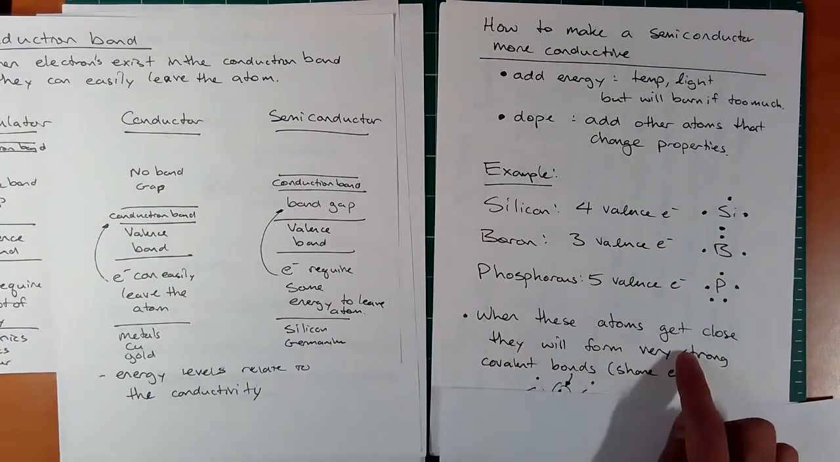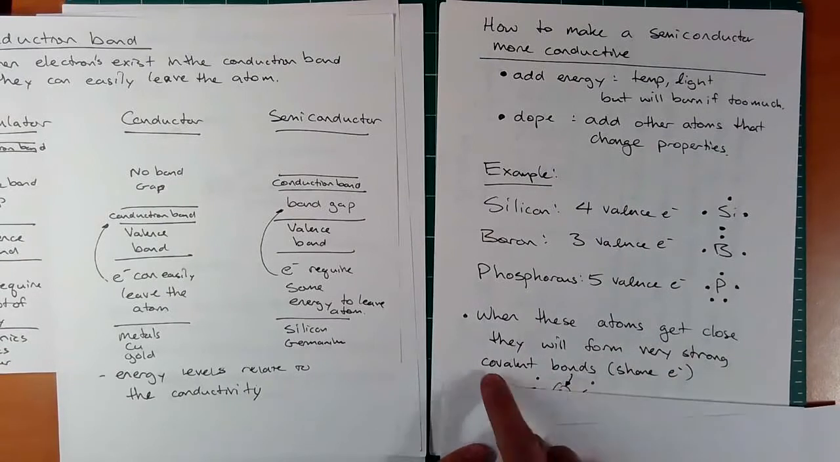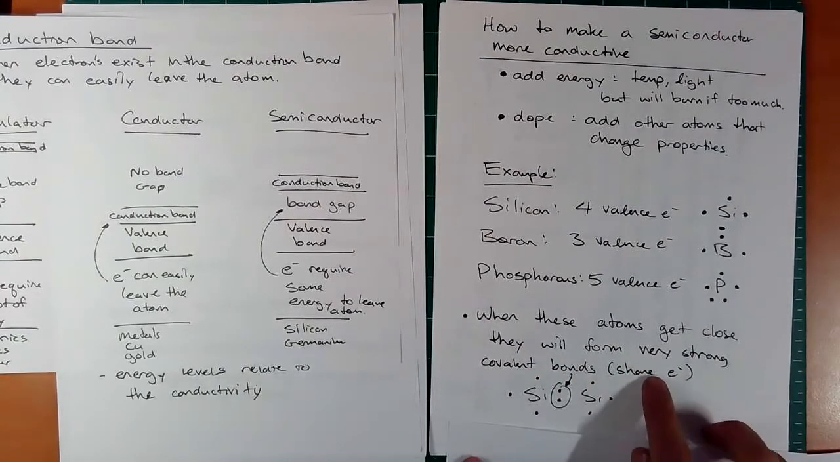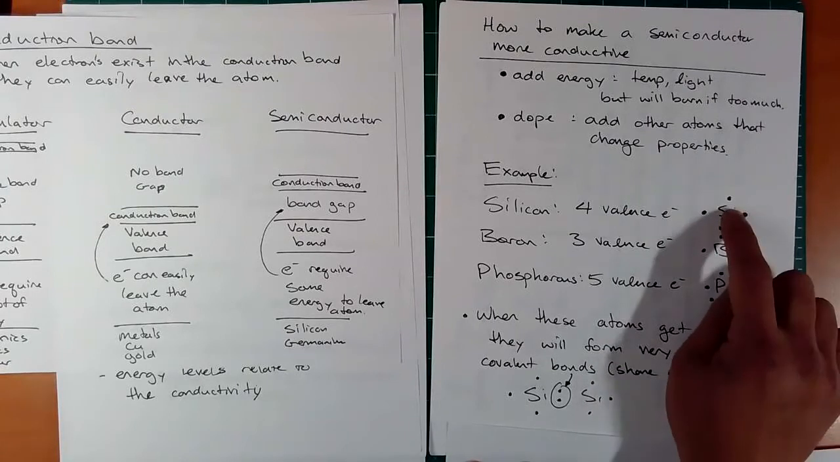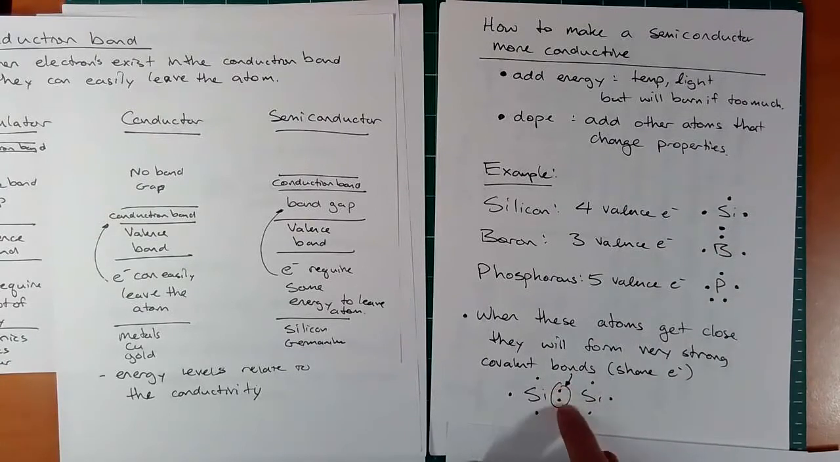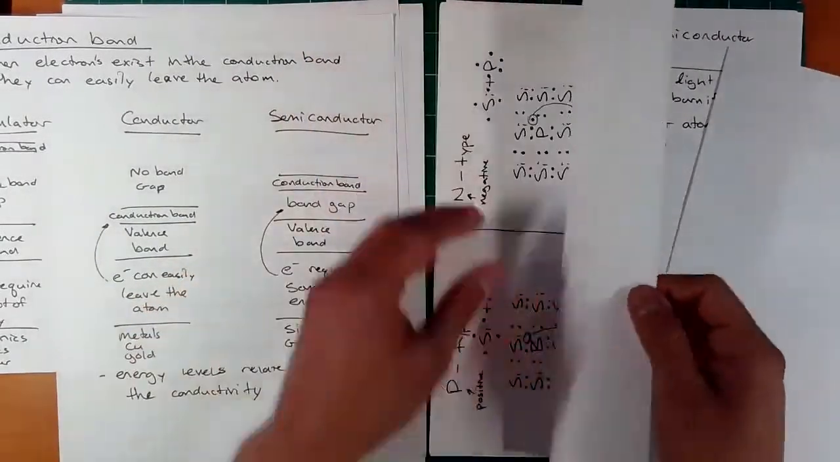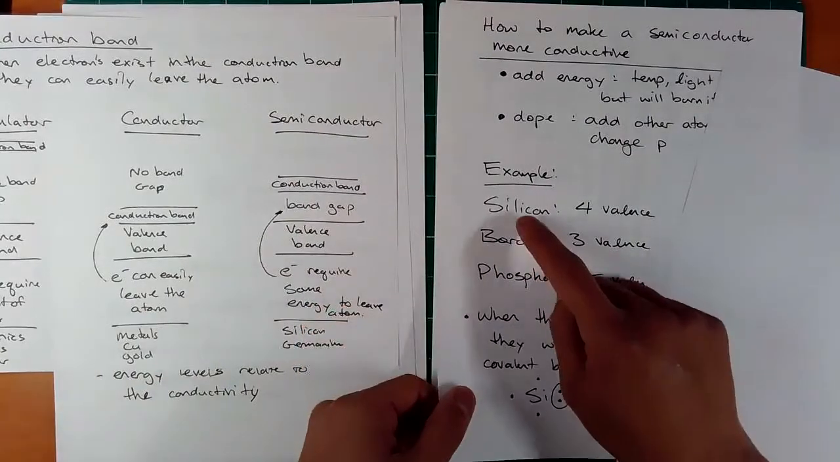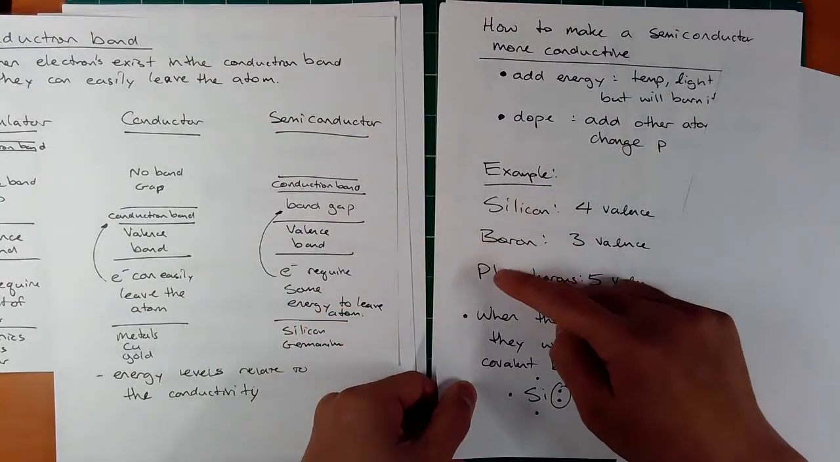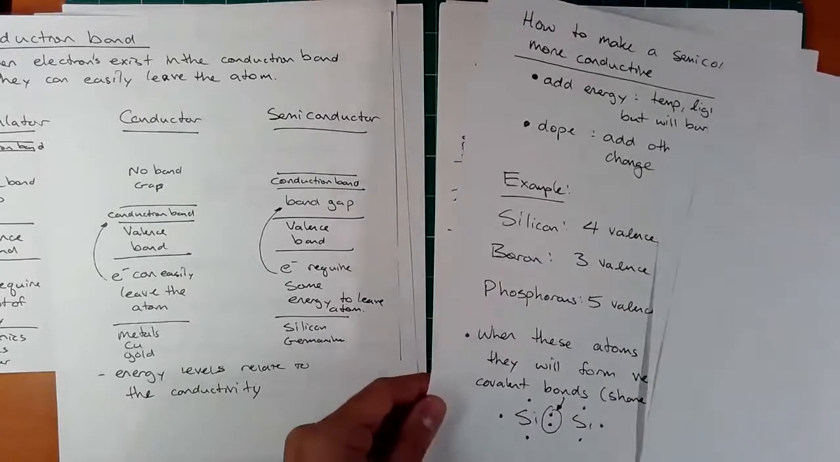Now, when these atoms get close, they will form very strong covalent bonds, right? Where they will share electrons. So if you get the silicon next to another silicon, these two go, hey, let's hang out together. And now these guys are stuck, right? Okay. So let's look closely at what happens when I dope silicon with boron and I dope silicon with phosphorus. Let's see what we get.